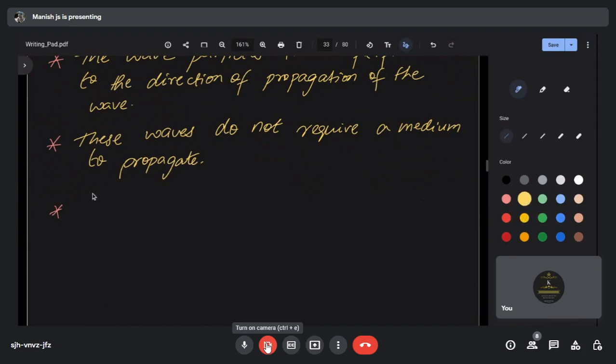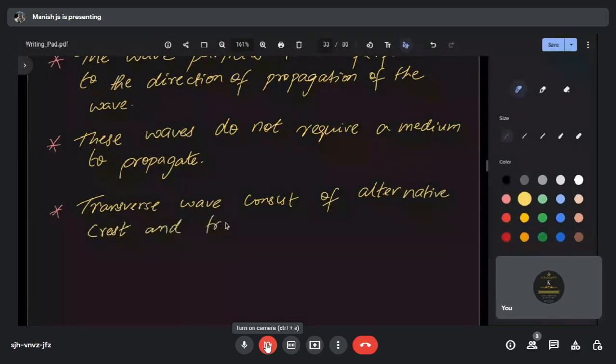They consist of, there we saw rarefactions and compressions. Here, what did we look at in the slide? Crest and trough. Yes. So transverse waves consist of alternative crests and troughs. Okay, alternative crest and trough regions. So that is the third point.